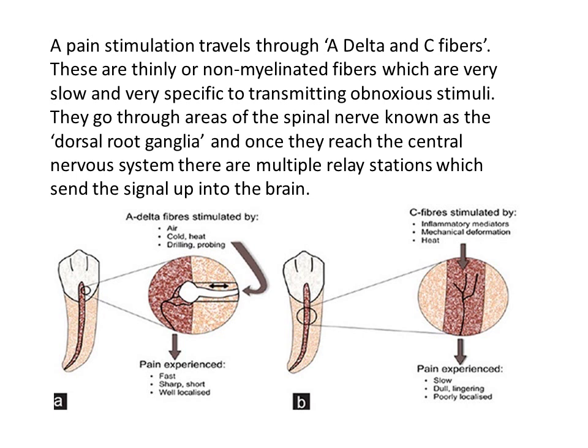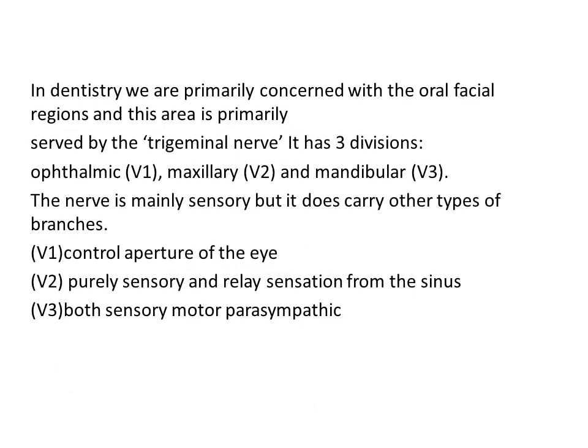C fibers, the unmyelinated ones, respond to some inflammatory mediators, mechanical deformation, heat. So the pain will be slow, dull, lingering, poorly localized. So the type of pain can give you a clue at what stage or at what level the inflammation is. If it was sharp, then it is in the coronal portion.